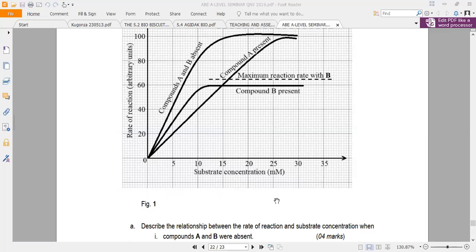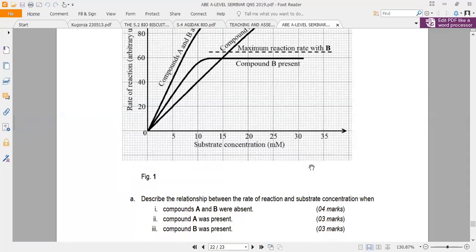Okay, so I hope now we have understood how we describe a relationship, how we describe an effect, and how we just describe a graph. Okay, now, having gotten those tips, who is now going to describe the relationship between the rate of reaction and substrate concentration when compound A was present? Who is going to describe that relationship? Ryan? Ryan? Thank you.